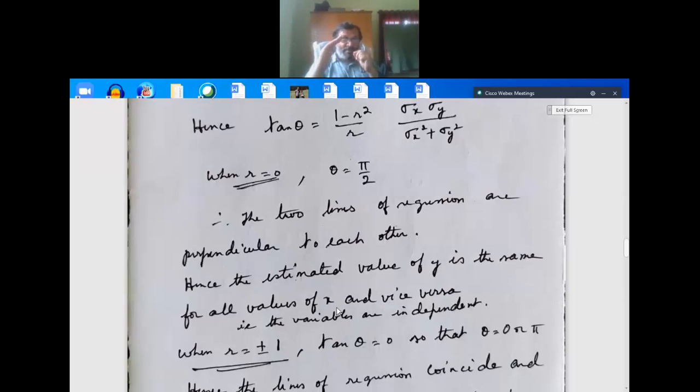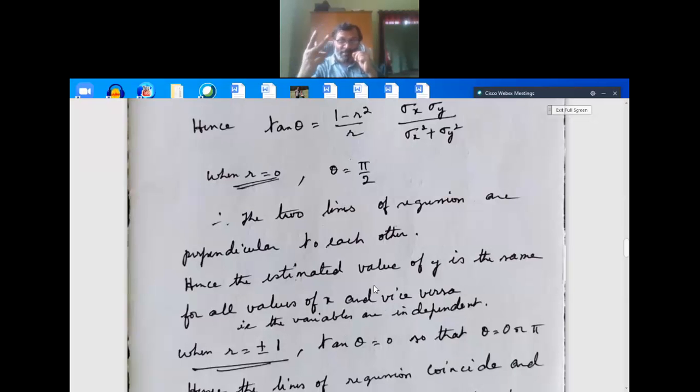So when theta is pi by 2, the lines are perpendicular to each other. That means the variables x and y are independent. In another way of telling, the estimated value of y is the same for all values of x and vice versa, or the estimated value of x is the same for all values of y. So this is the answer when r equals 0.